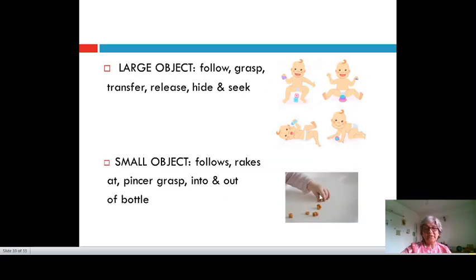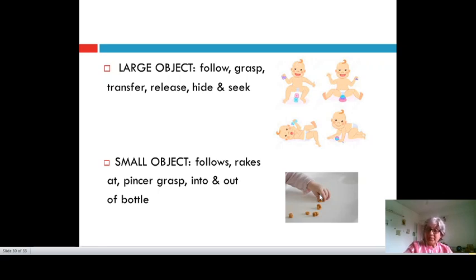First of all, large objects. For a small baby who's lying down, you show the object, you dangle it. And then if it's a sitting baby like you see in the picture, you can give those objects to him. See if he can follow, if he can grasp, transfer, release when you ask for it, or play hide and seek. You cover it up, see if he can retrieve it. So all of these things you can do with a large object.